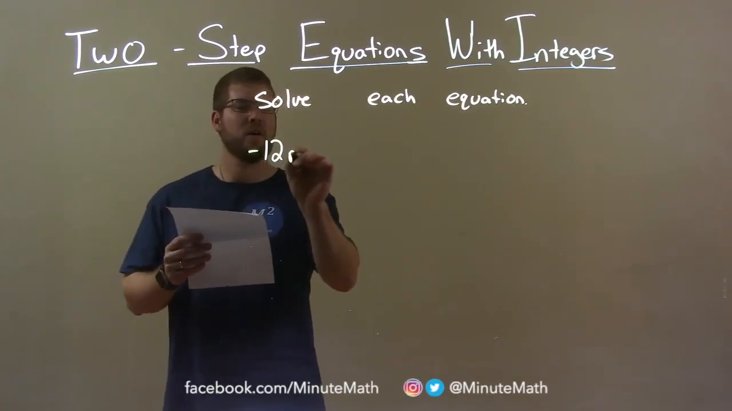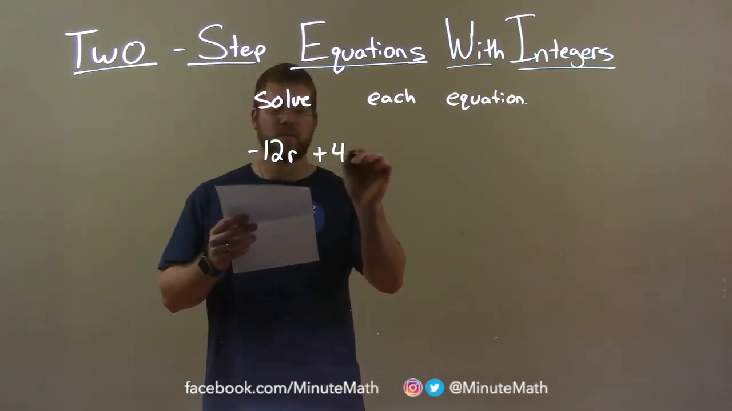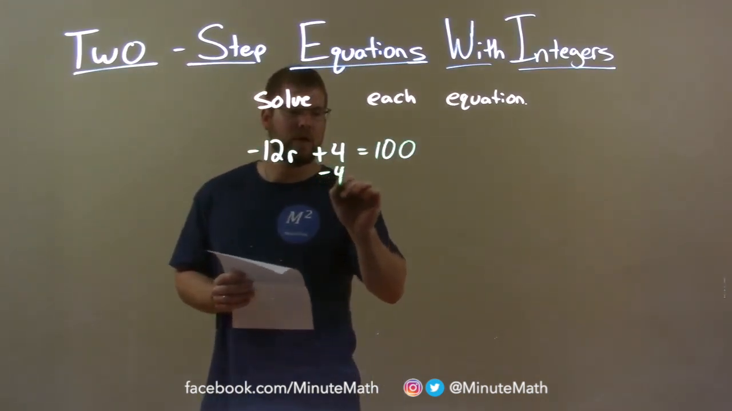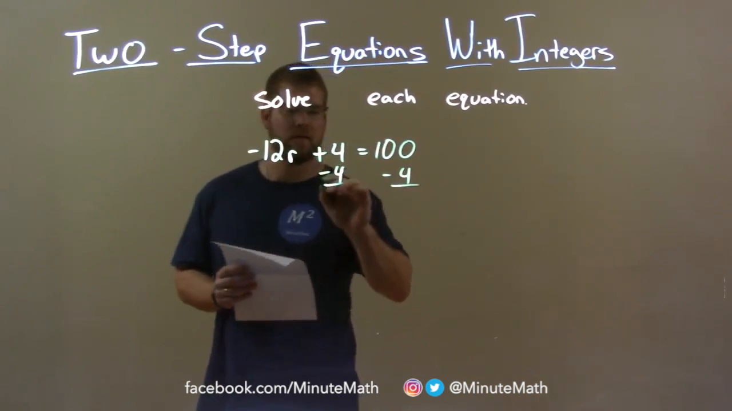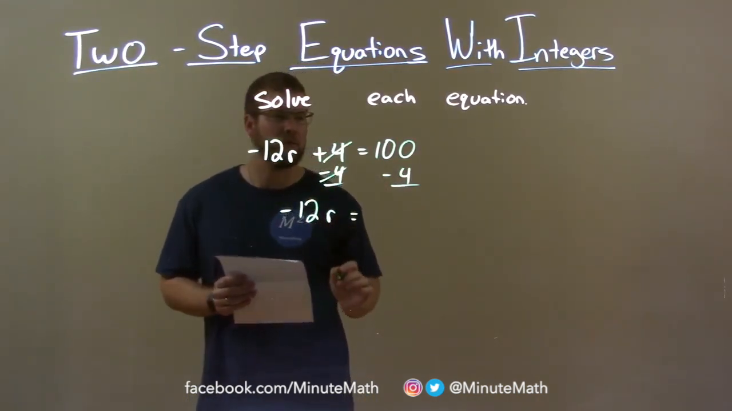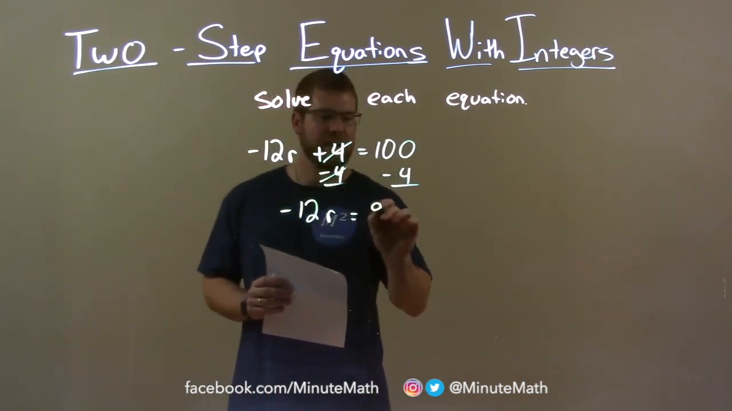Negative 12r plus 4 equals 100. First thing I want to do is subtract a 4 from both sides. 4's get canceled, and we're left with negative 12r here on the left. 100 minus 4 is a 96.